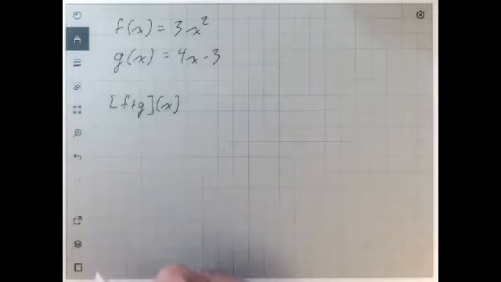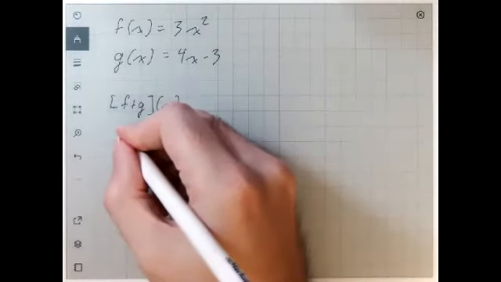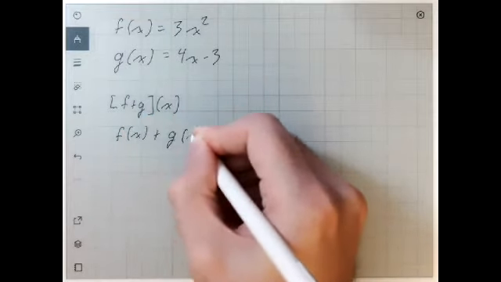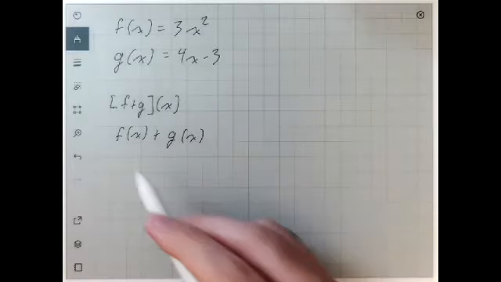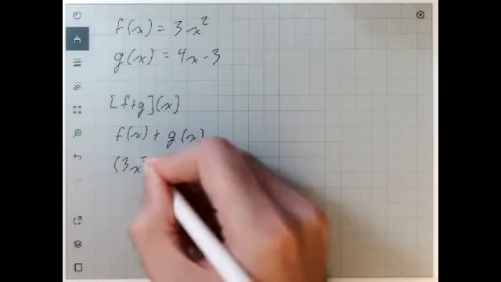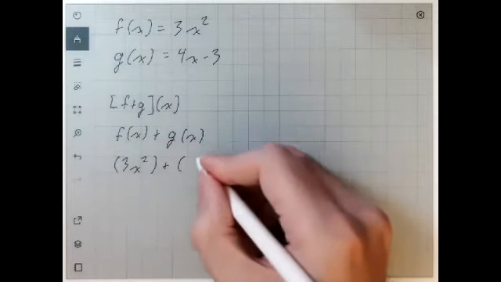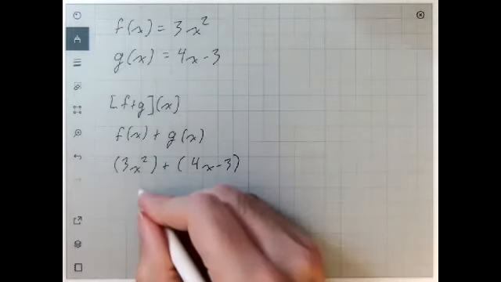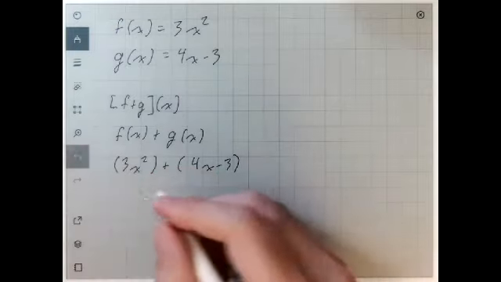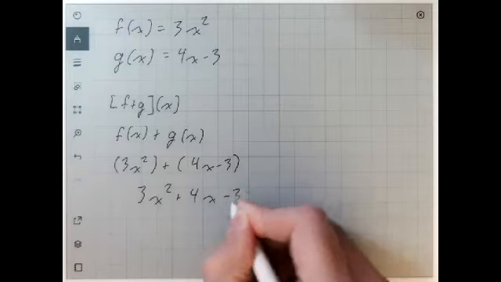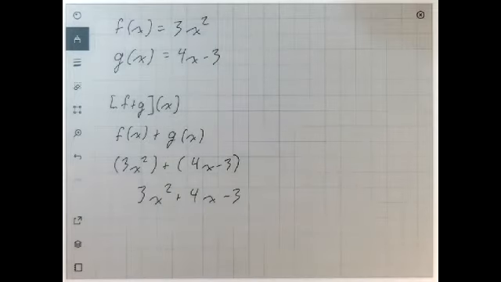But f plus g of x, we define that to mean f of x plus g of x, and substituting in, f of x is 3x squared, g of x is 4x minus 3, and when we add those together, well, adding doesn't actually do much interesting in this case. We get the result of 3x squared plus 4x minus 3.